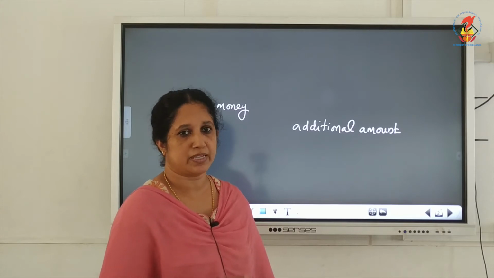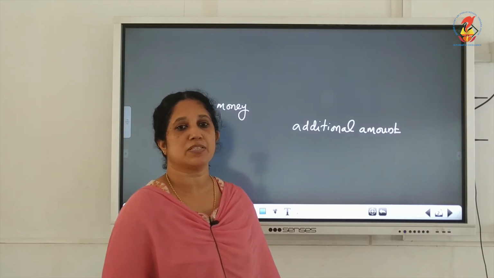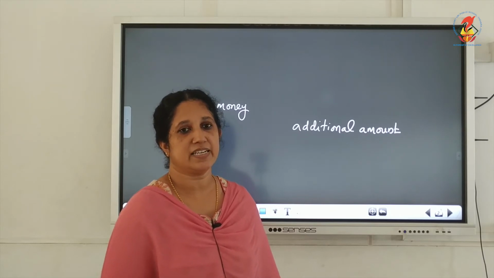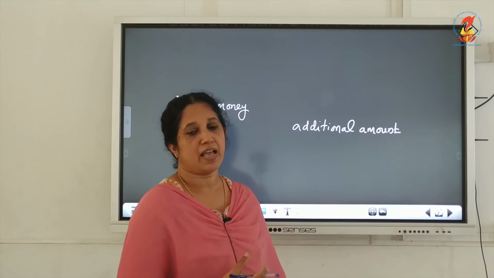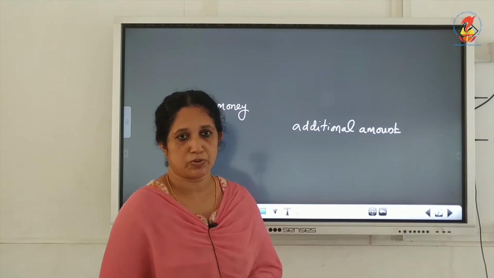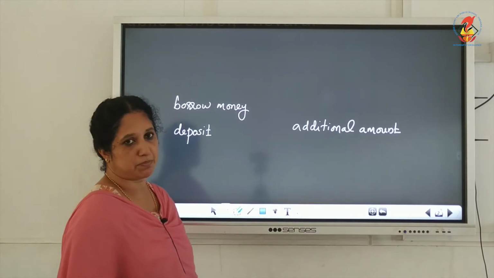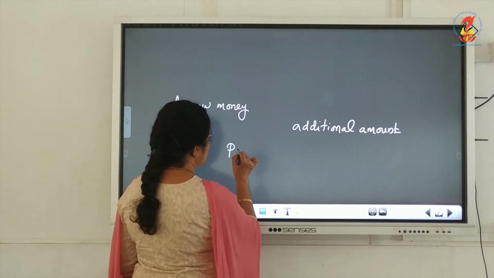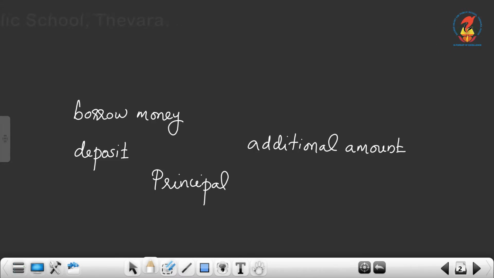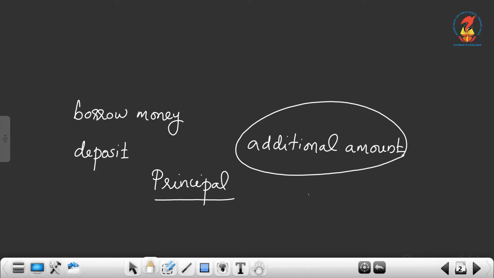In these two cases, this additional amount is known as the interest. And the money deposited or borrowed is known as the principal, the sum borrowed or sum deposited. And we will get some additional amount. This additional amount is known as the interest.